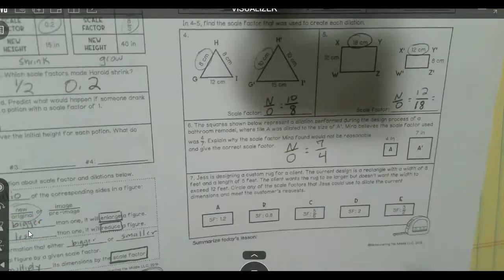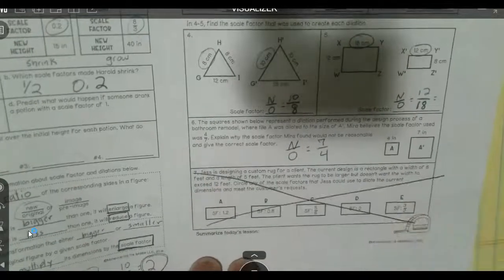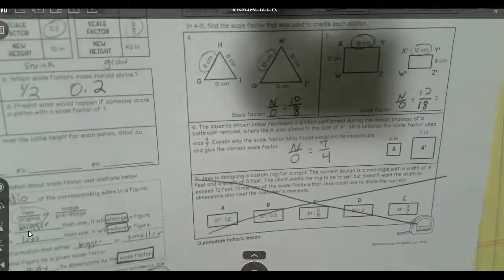Okay, and for the interest of time, we are going to skip number 7 and let you get straight to the practice so that you can get that done within the class period. Remember to check your work, and have a great day.